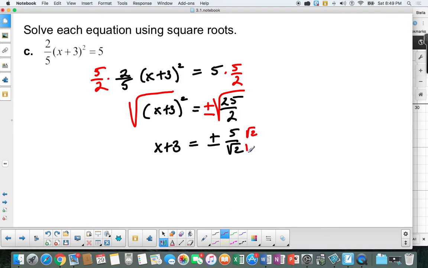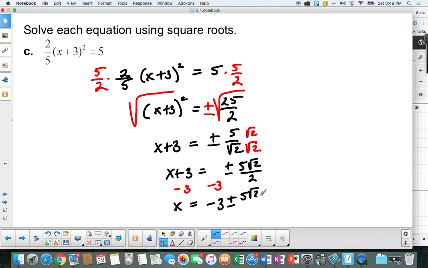I'm going to rationalize. And I'm going to get x plus 3 is equal to plus or minus 5 root 2 over 2. And now I'm going to subtract 3 on both sides. And I'm going to get x is equal to negative 3 plus or minus 5 root 2 over 2, which tells me that I have two answers, negative 3 plus 5 root 2 over 2, and the other answer is negative 3 minus 5 root 2 over 2.